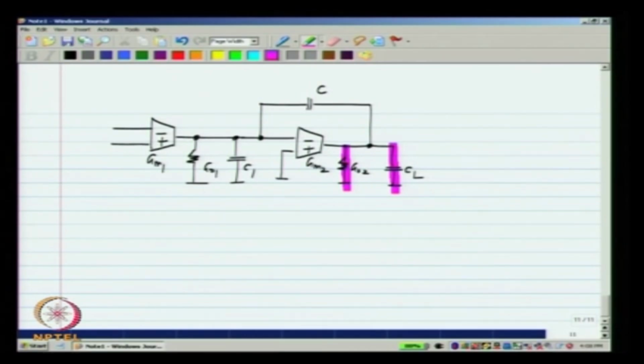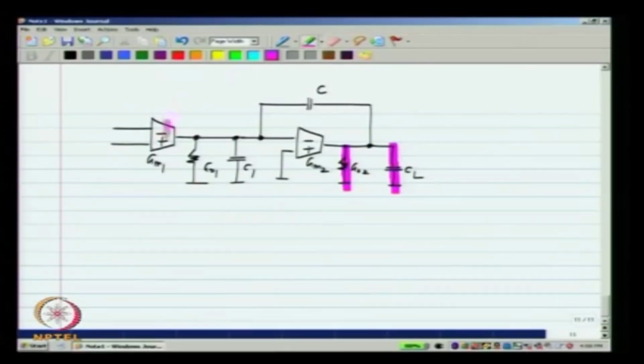So, again what we can do is to examine the network around this, and you also know that poles are characteristic of the circuit, they have nothing to do with where the input is applied. So, we can examine the circuit with a 0 input and determine the poles. So, when we have 0 input, this transconductor GM1 is as good as not being there. So, the circuit we have is something like that.